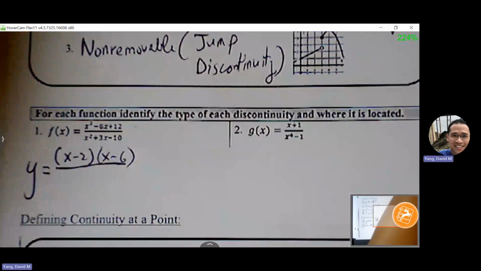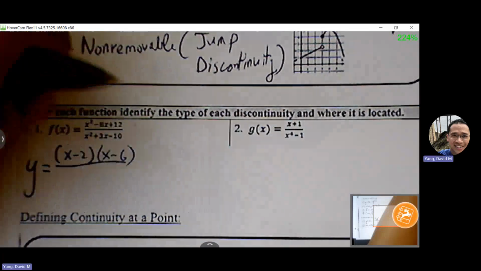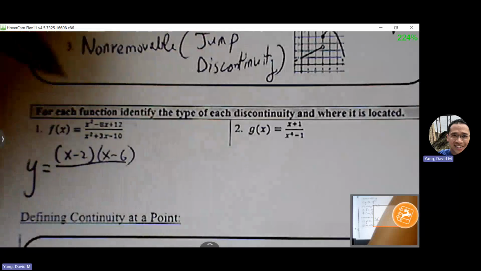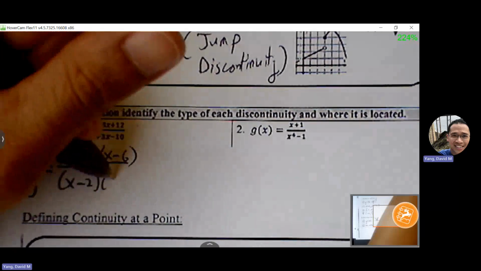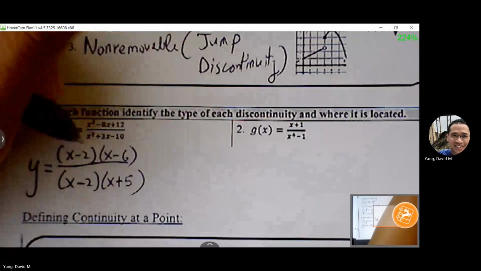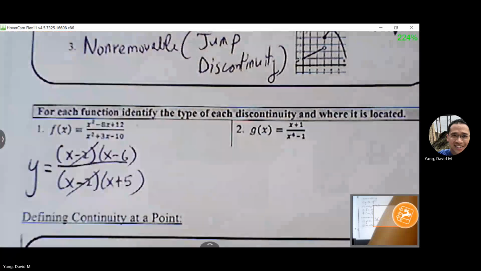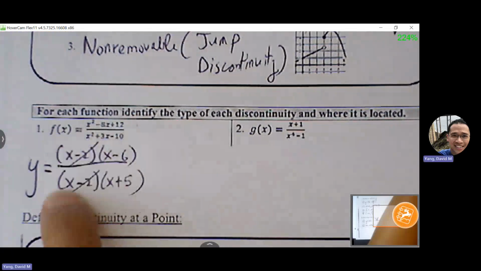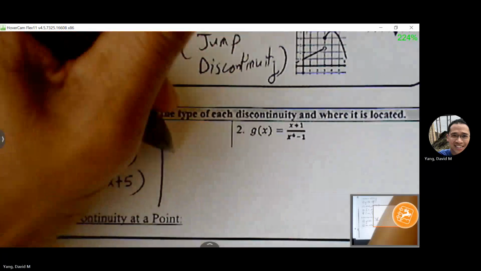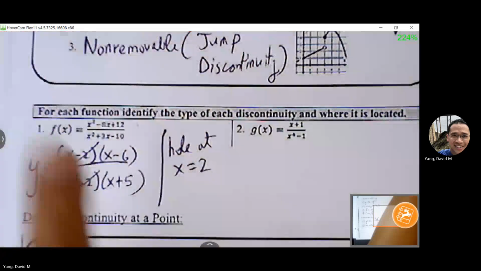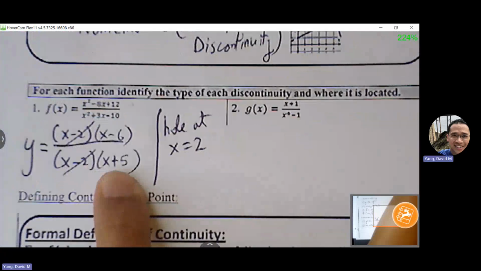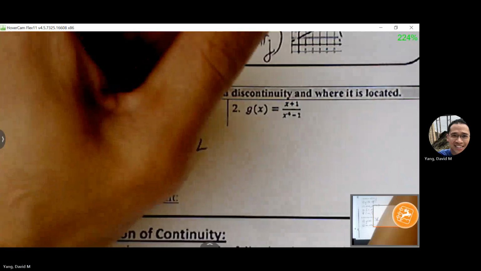multiplies to be 12 and adds to be -8, so -2 and -6. Multiplies to be -10, adds to be 3, so x minus 2 and x plus 5. So we know there's a hole at x equals 2. There's a what at -5? Yeah.